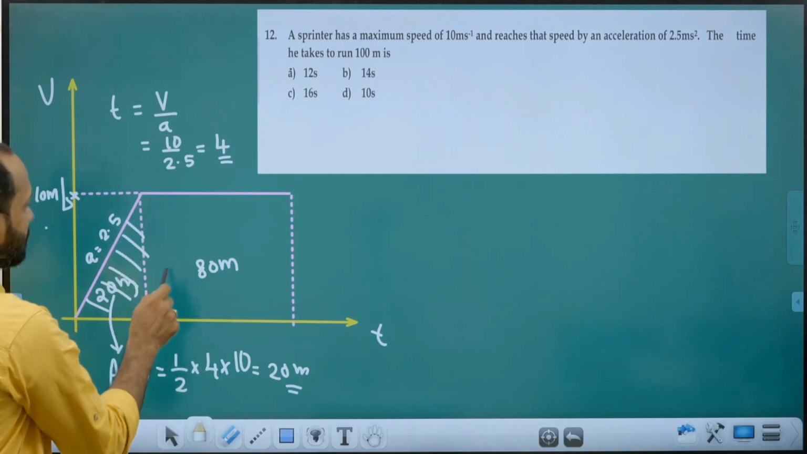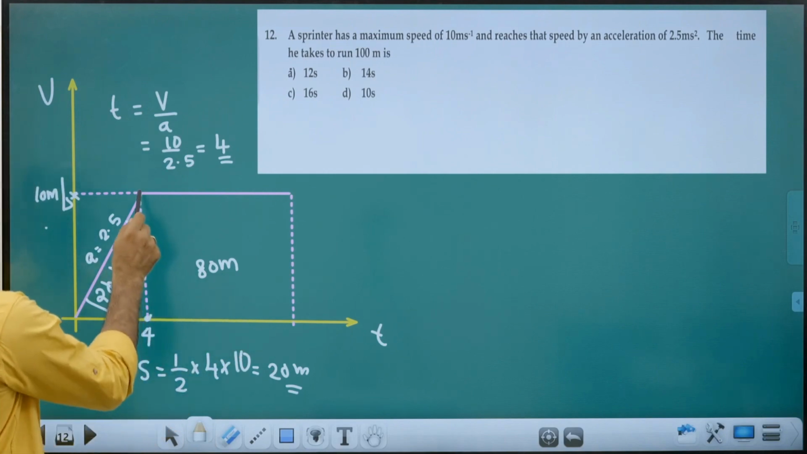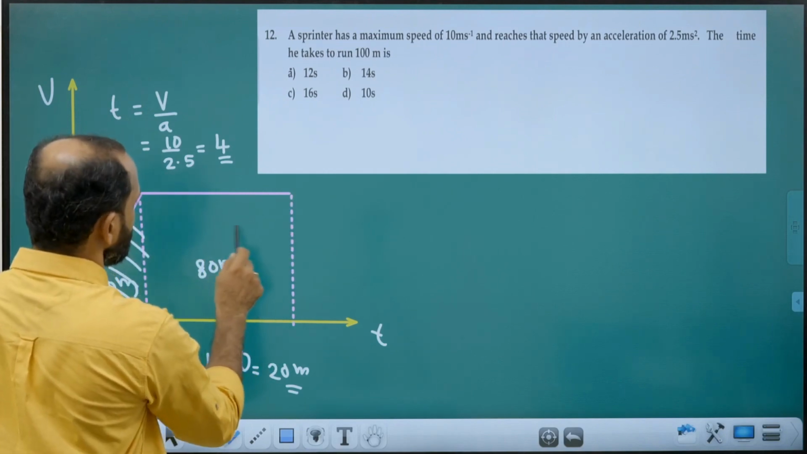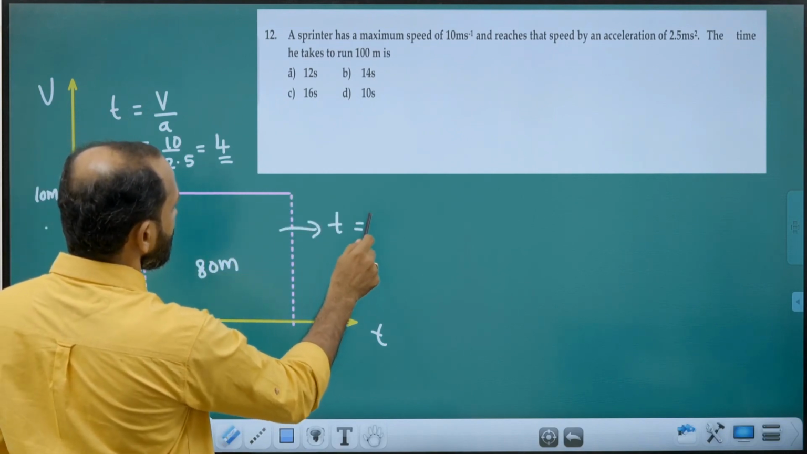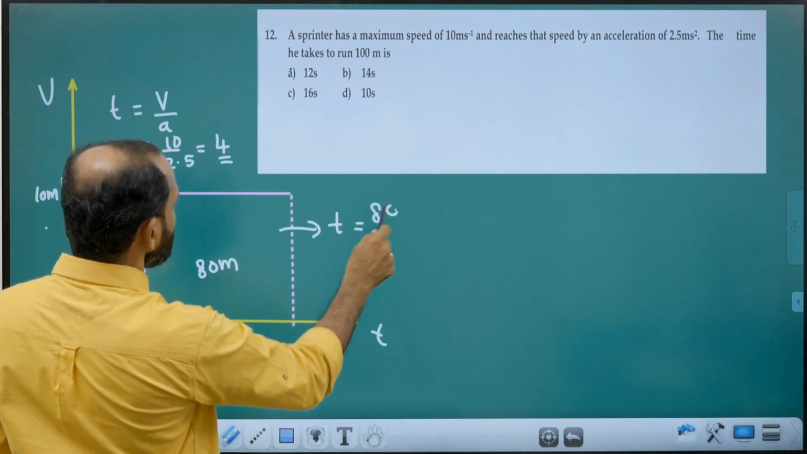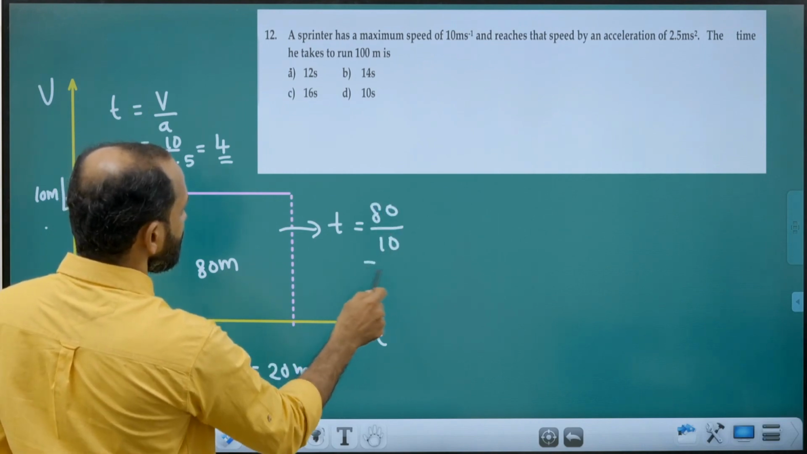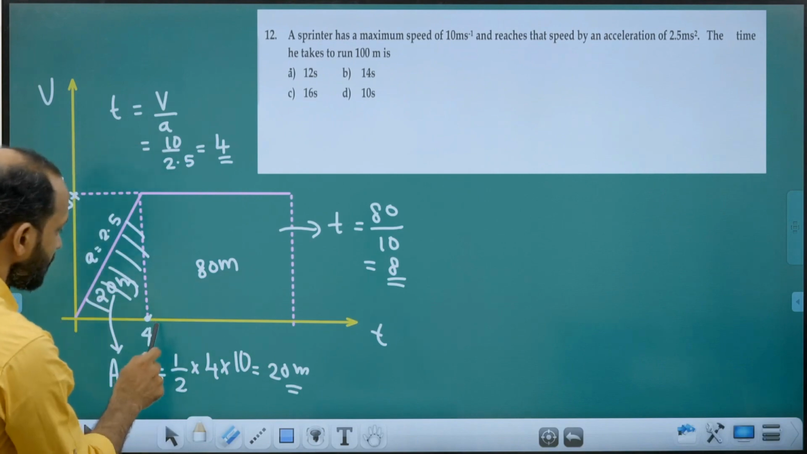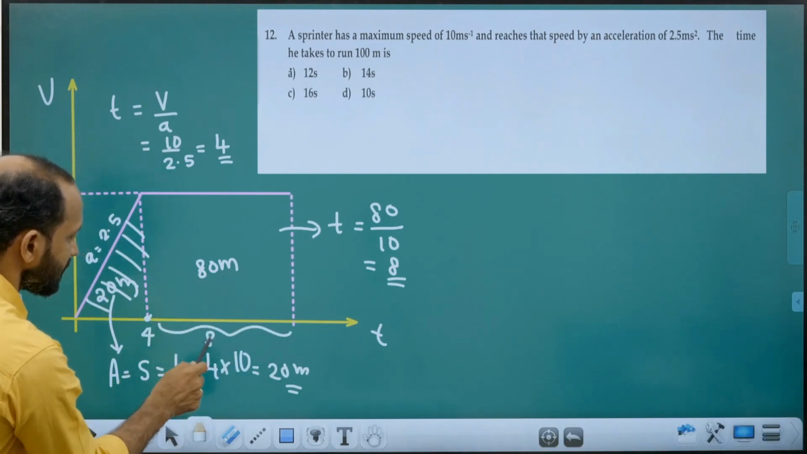Okay. This 80 meter distance it travels with a constant speed of 10 meter per second. Then what is that time? Time is equal to distance divided by speed, that you get 8 seconds. So here it will get another 8 seconds, extra 8 seconds.